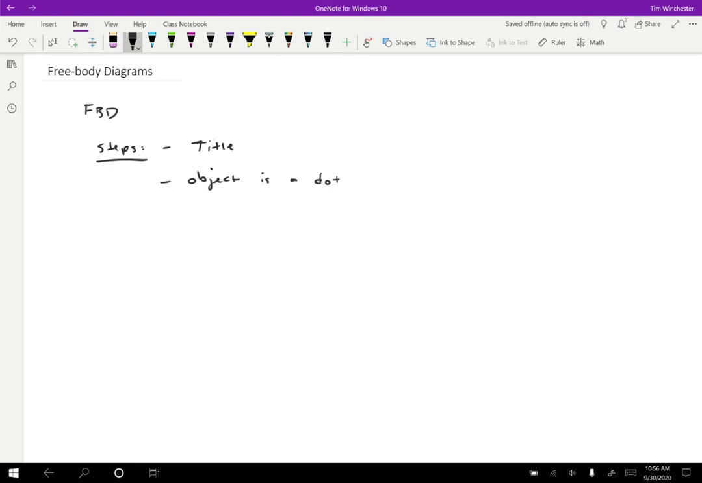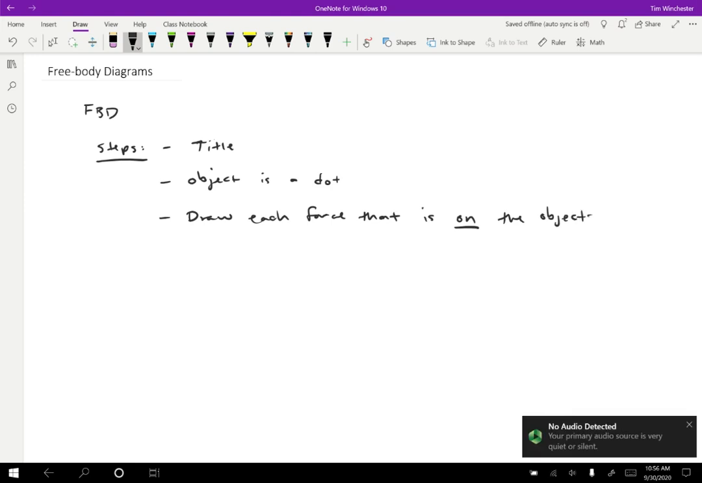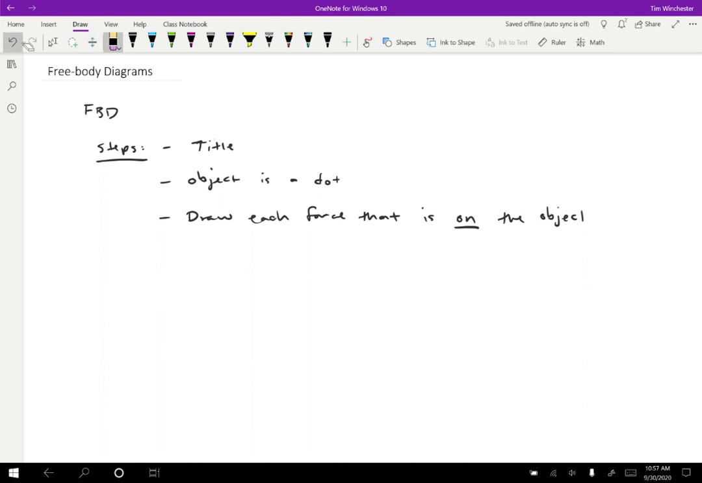And then we want to come up with each force that's on the object. So draw each force that is exerted on the object. Okay, we do not want to consider any forces that are exerted by the object, only forces that are exerted on the object. We want the forces to start on the dot. We don't want them to go towards the dot ever, always going away from the dot.